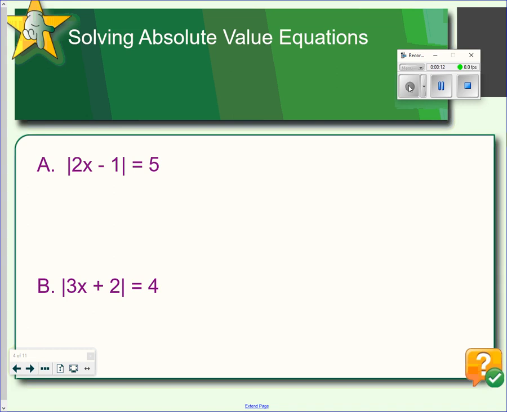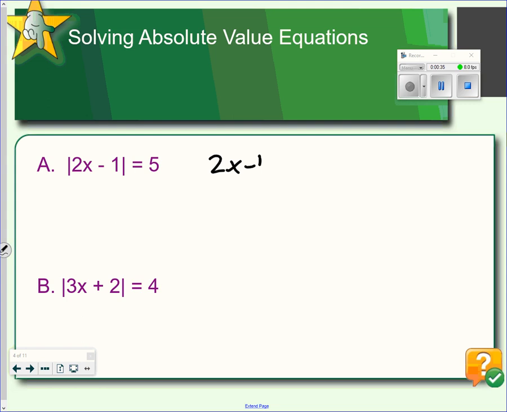So the definition of absolute value is distance from 0. So if we have an equation like the absolute value of 2x minus 1 equals 5, that means the distance from 0 to 2x minus 1 is 5 units, but it could be 5 units to the right or 5 units to the left. And so we write two equations.